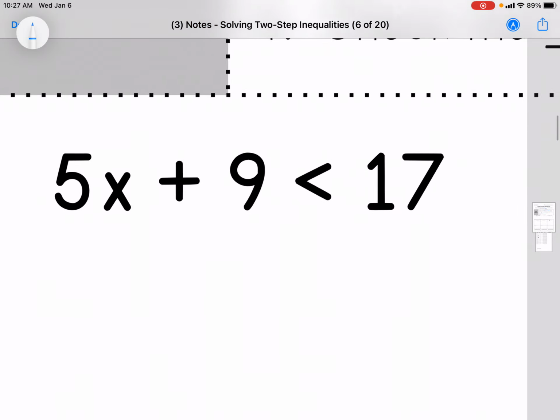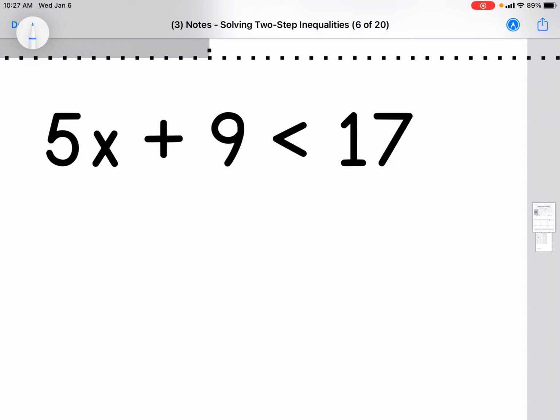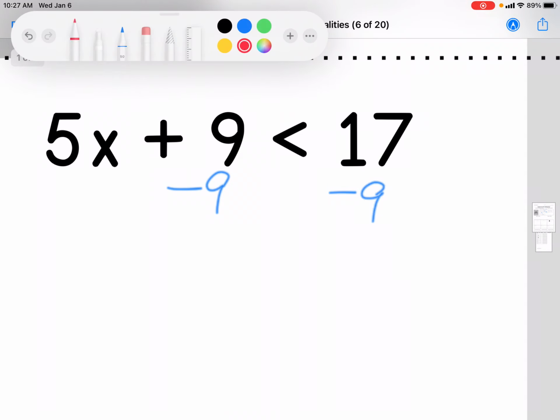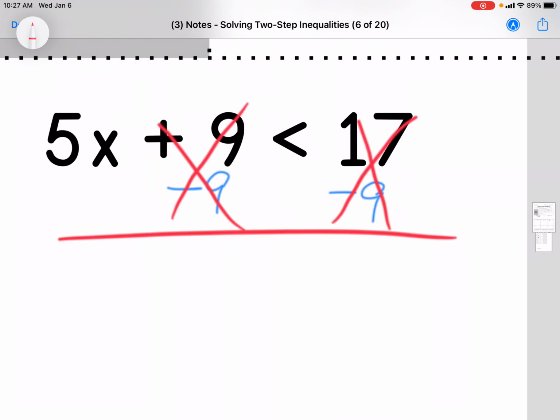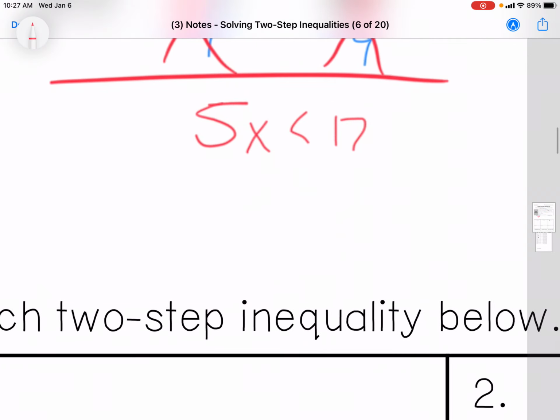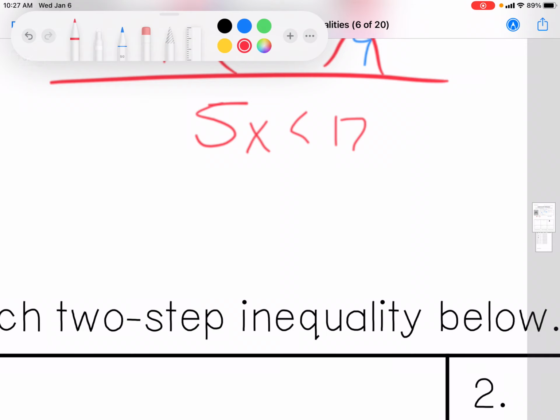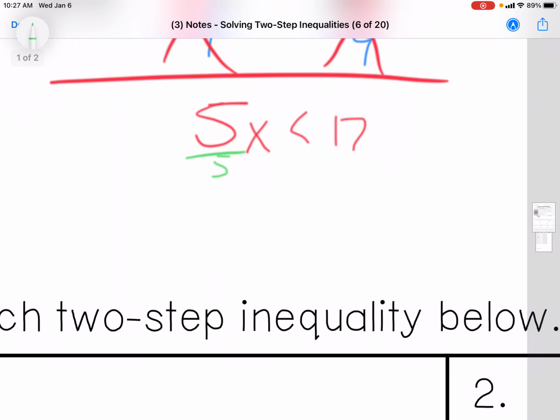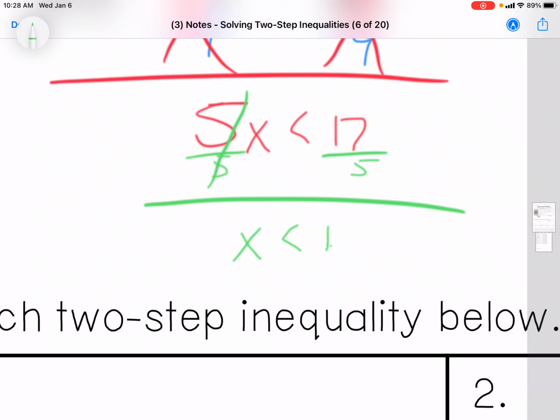Examples. Remember, it's 2 steps, okay? We're going to subtract 9 from both sides because that's like terms, so we combine like terms first. Those go away. You're left with 5x less than 17. Divide by 5. You get x is less than, that's 1.6 by the way, is less than 1.6.